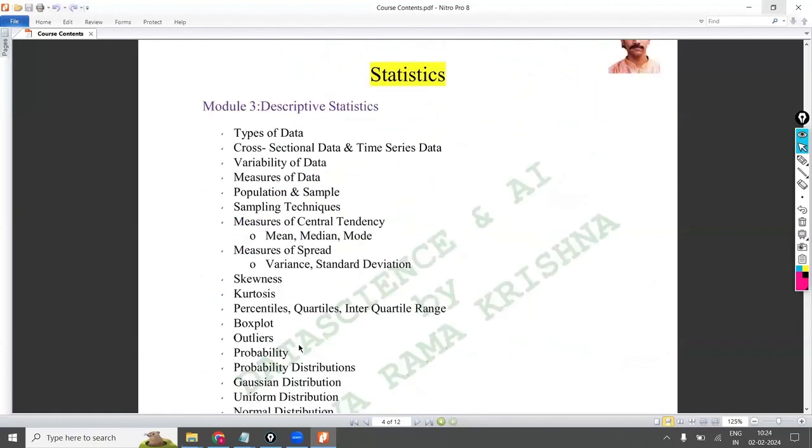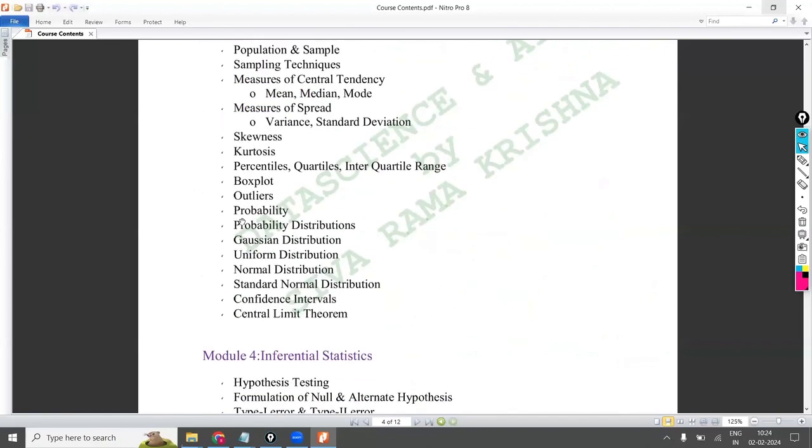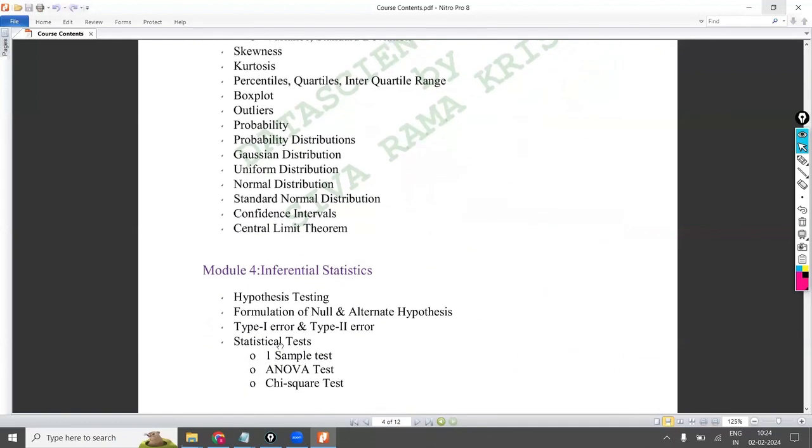This is the statistics we are going to cover. Initially we have descriptive statistics, probability, and how the probability distributions work. From there, we'll move on to inferential statistics, and we are going to do some statistical tests. Data analysts generally do these. So statistical tests we are going to do.